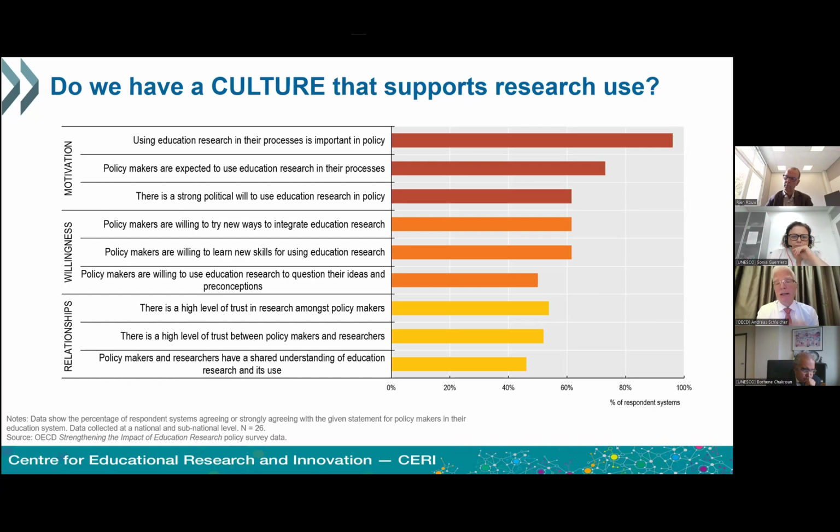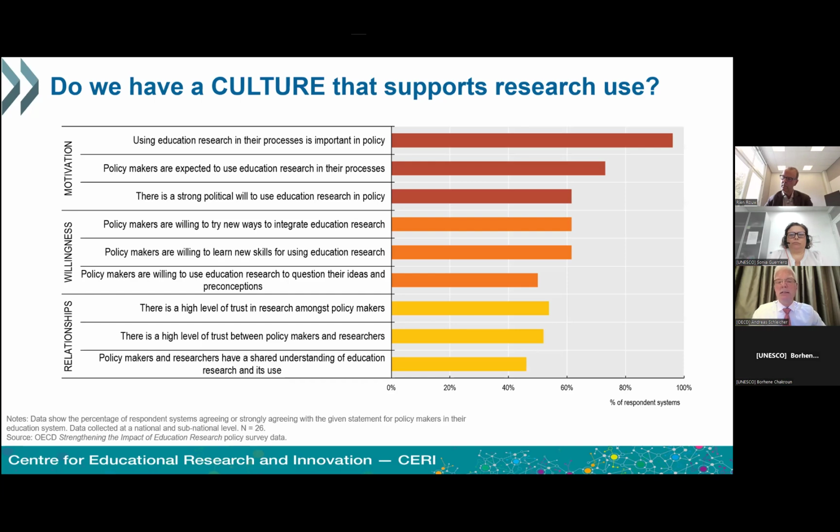And then the quality of relationships. There's a high level of trust in research amongst policymakers. You're almost down to half. There's a high level of trust between policymakers and researchers, people who do that research. Also, that is not great. And policymakers and researchers have a shared understanding of education research and how it's to be used. You're below 50%.